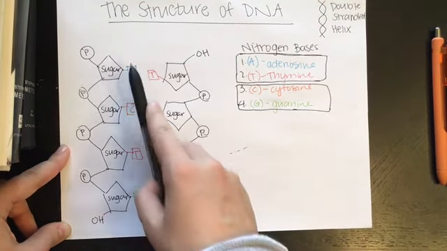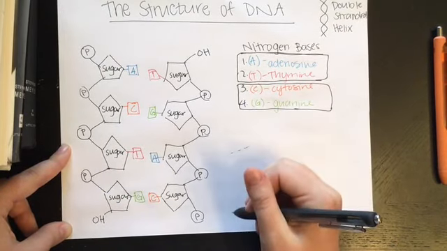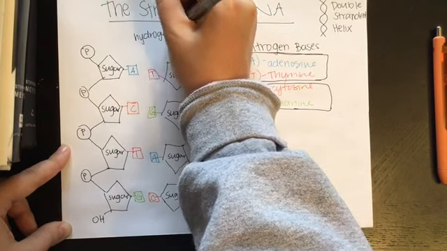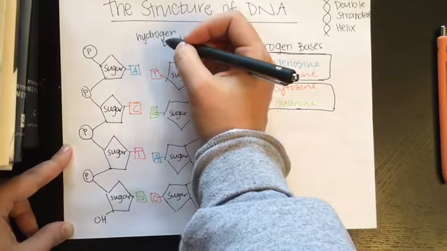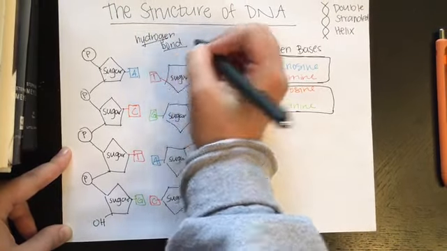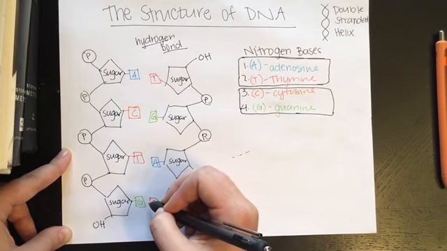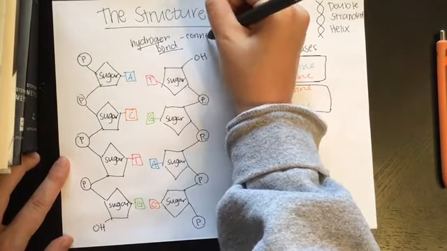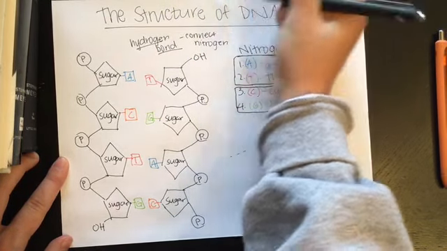All right. So there's still space in between here. We have to figure out what now connects these nitrogen bases, and that's called hydrogen bonds. So I'm going to write that here. Hydrogen bonds. And later, when we talk about DNA replication, these hydrogen bonds will be important. So our hydrogen bonds are going to be in between here, connecting our nitrogen bases.